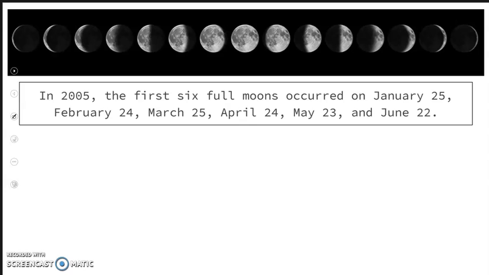In 2005, the first 6 full moons occurred on January 25th, February 24th, March 25th, April 24th, May 23rd, and June 22nd. If you take a look at a calendar and count the days out, hopefully you would notice that a full moon was occurring every 29 to 30 days. Based on this observation, one might conjecture that a full moon occurs every 29.5 days. And a simple internet search actually shows that this is true. The moon does revolve around the earth once approximately every 29.5 days.